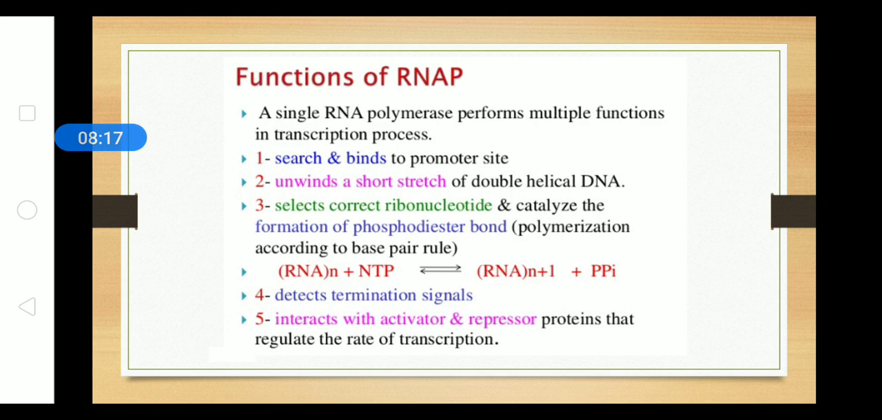On the other hand, we have the activator and repressor. Activators and repressors are several proteins which help in the regulation, or the rate of regulation, of the process of transcription.